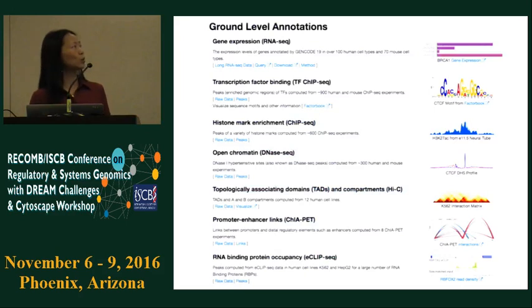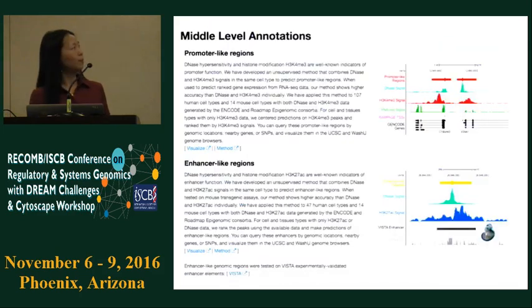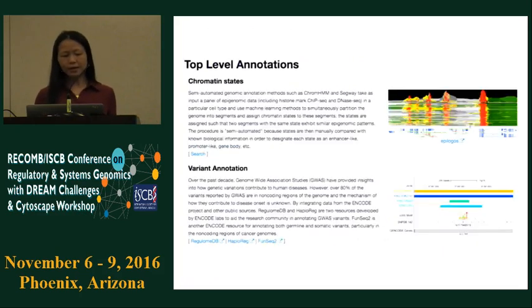So if you go to, again, encodeproject.org, you will see that in the ground level annotation, we incorporate all these results in these categories, and then you can go and browse the sets of data and download them or browse them using, say, genome browsers, the UCSC genome browser. And for the middle level, we also provide methods and visualize these data sets. And at the top level, we have chromatin states.